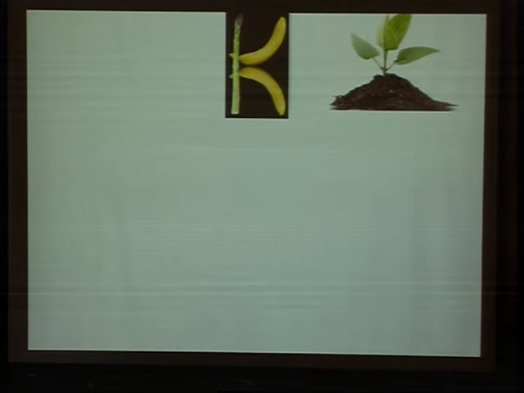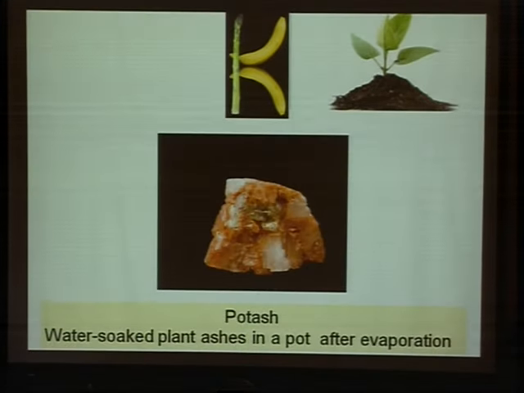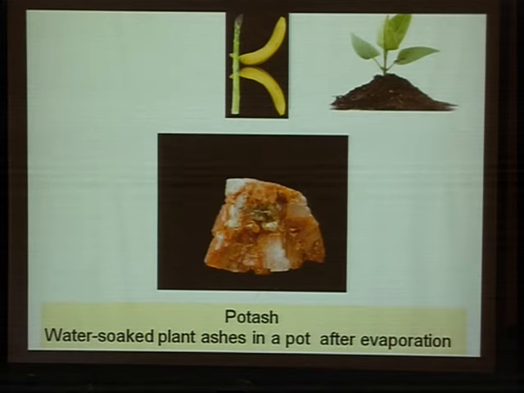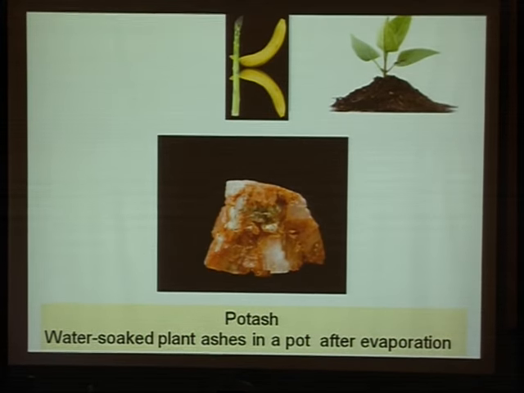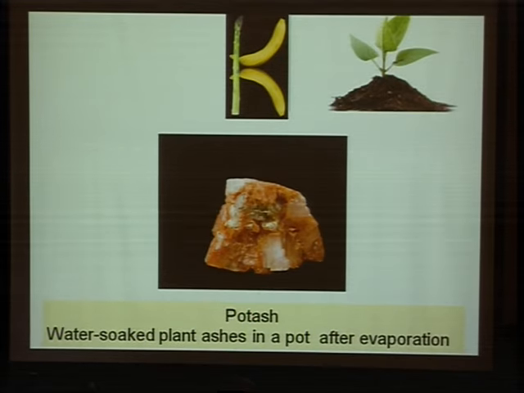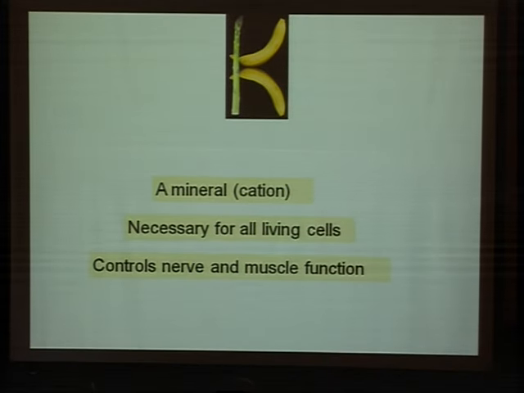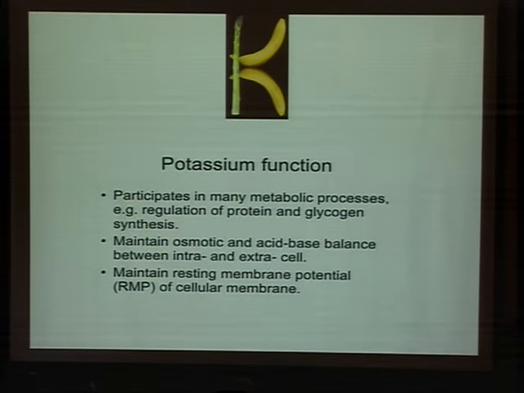Potassium is highly contained in plants, to the extent that the term potassium was originally derived from the word potash, which means plant ashes after evaporation of water. Before, agriculture needed potassium-rich fertilizers for plants because plants use a lot of potassium. It is a cation necessary for all living cells, especially nerves and muscles. Potassium is very important.